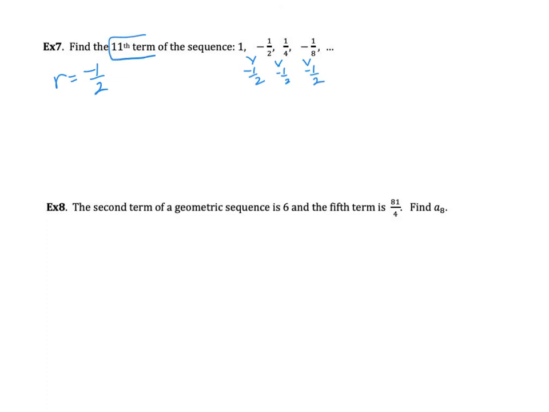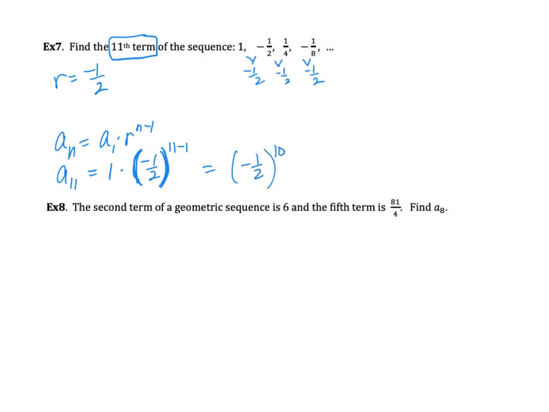If I'm trying to find the 11th term of the sequence, I'm going to use that formula, a sub n equals a sub 1 times r to the n minus 1 power. I'm going to find a sub 11, so I'm going to take my first term, which is 1, times my common ratio, which is -1/2. Make sure you parenthesize this, and then you're taking that to the 11 minus 1 power, or to the 10th power. Well, the 1 really isn't doing much. 11 minus 1 is 10. If you're taking a negative number to an even power, then it's going to end up being positive. So that's 1 to the 10th power divided by 2 to the 10th power.